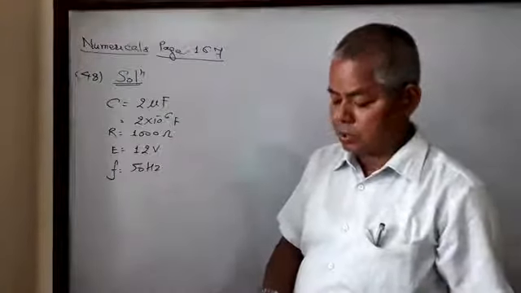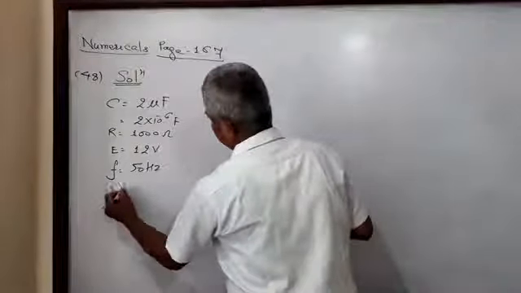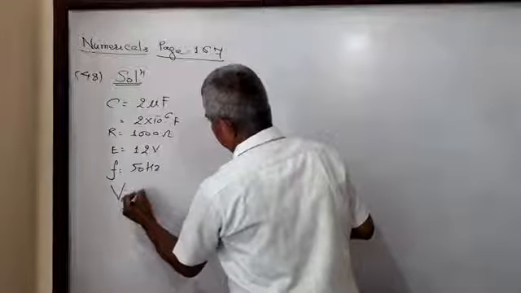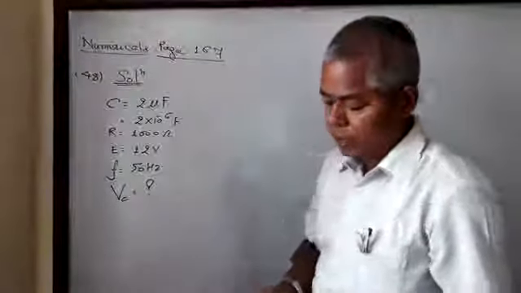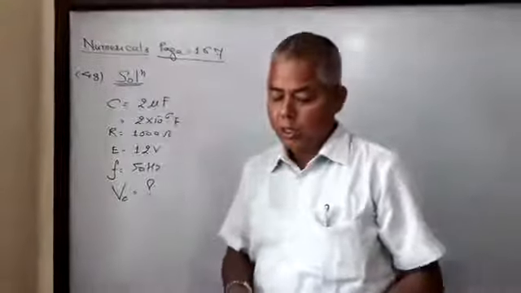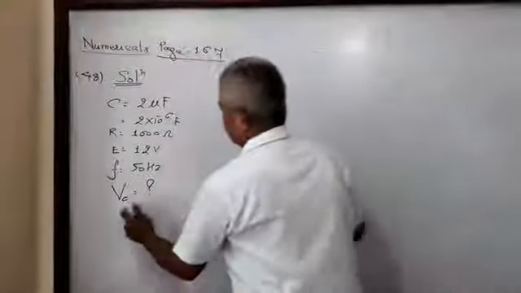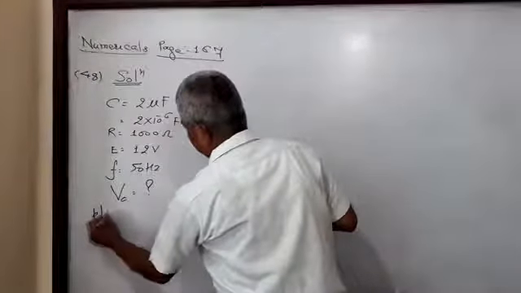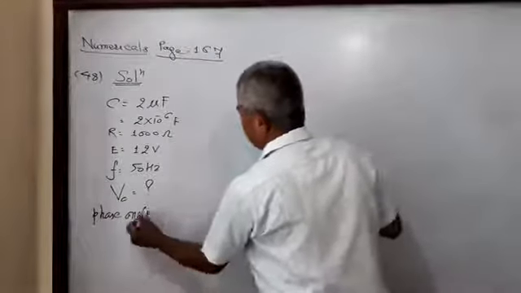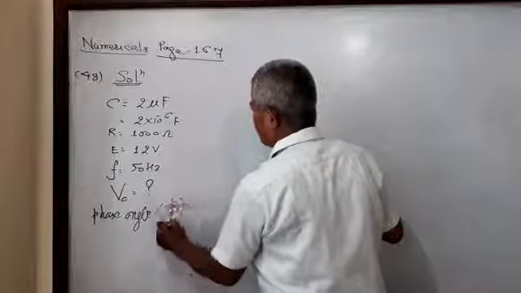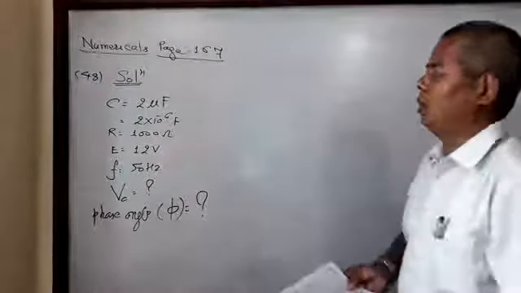Voltage across capacitor means VC. Voltage developed across capacitor VC is equal to what? This is the first part, and the second part: the phase angle between EMF and current, say that is phi or theta, any one of the angles. Phi is equal to what?